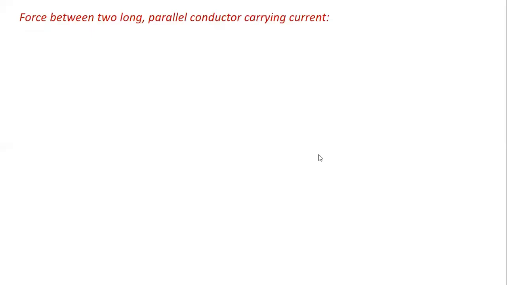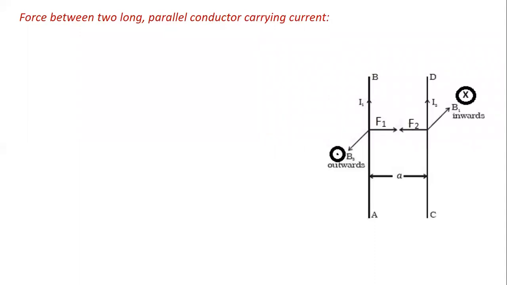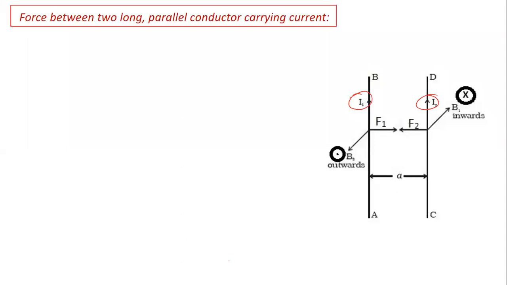Now we have to start a new article, force between two long parallel conductors carrying current. You can see two conductors AB and CD in the diagram. They are carrying currents I1 and I2. So this is I1, the current carried by the first conductor, and this is the second conductor, I2. Then we have to find the force between these two conductors.